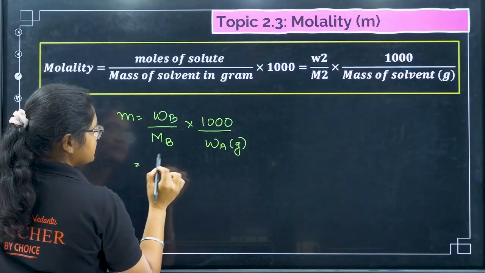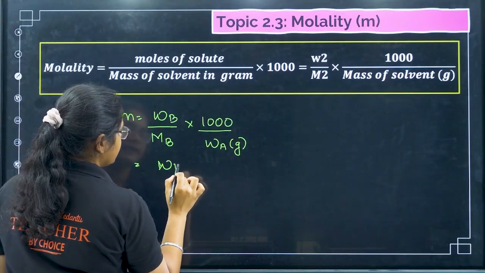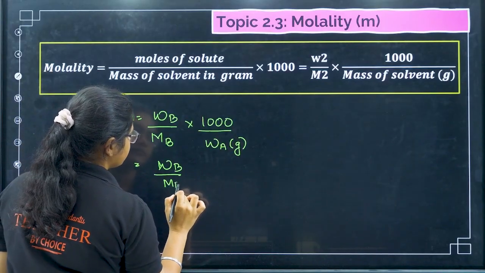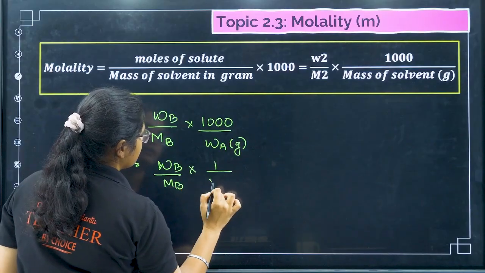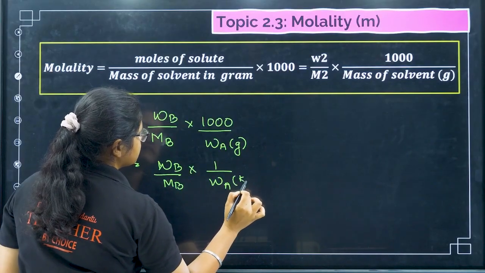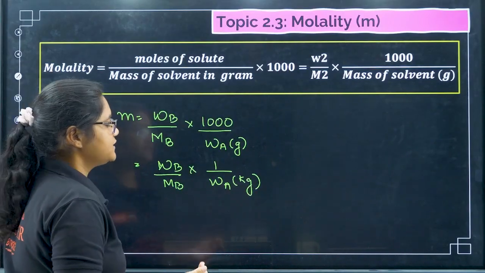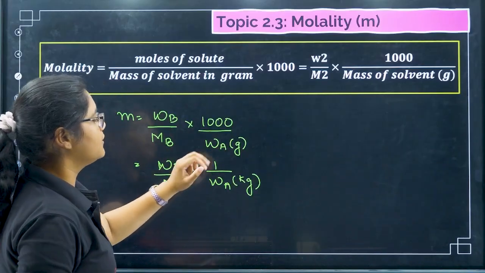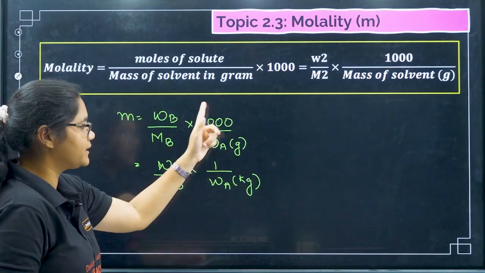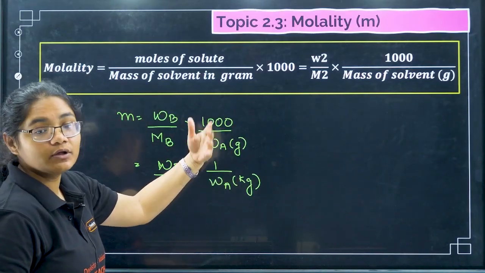If the mass of the solvent is directly in kg, then you don't have to multiply by 1000. If it is in grams, you have to multiply by 1000. The multiplication is done just to convert gram to kg.